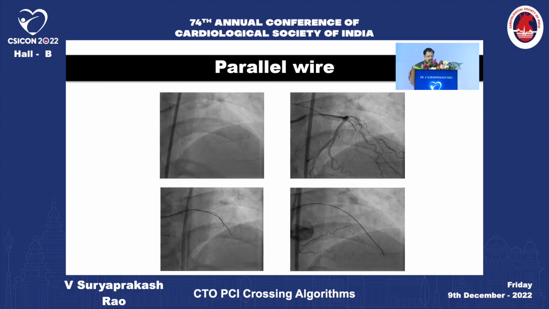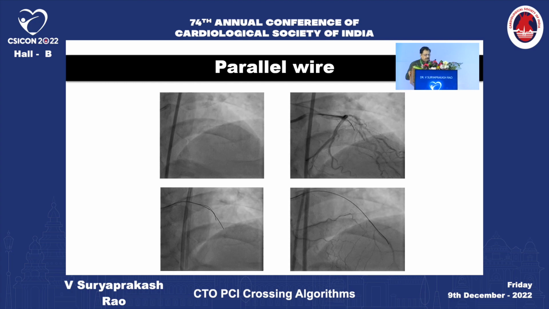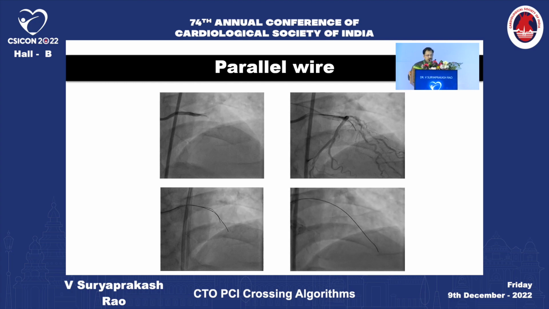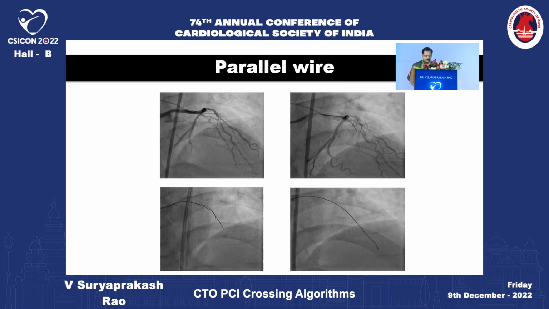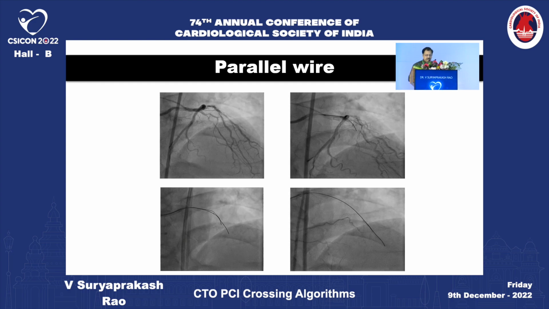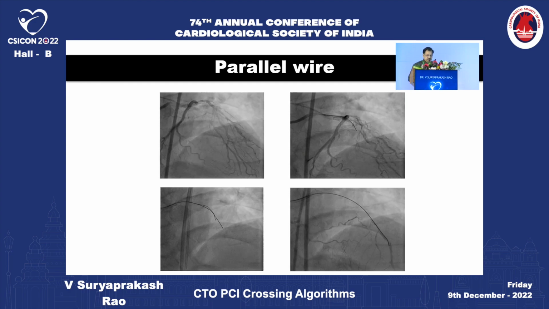So this is a parallel wire technique. You find its false lumen. The second wire should always be a stiffer wire. In multiple uses you see this, and the parallel wire technique is still very useful.